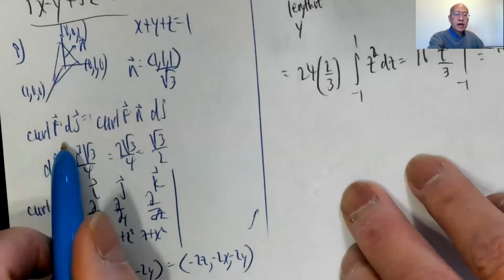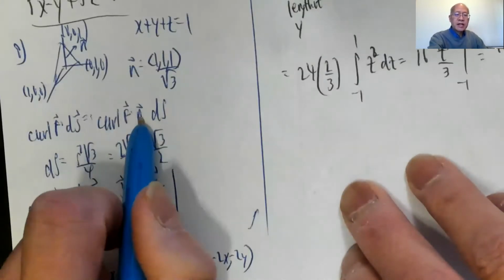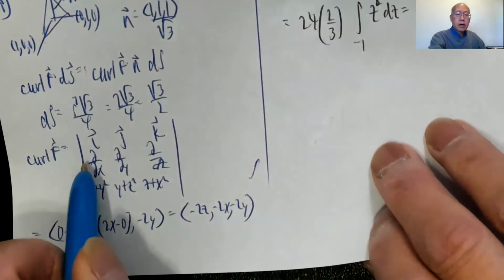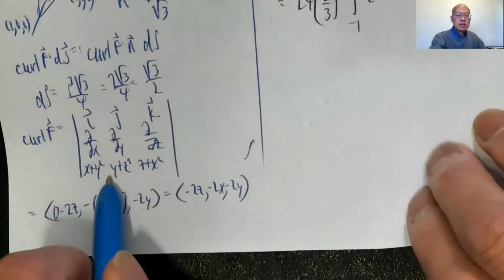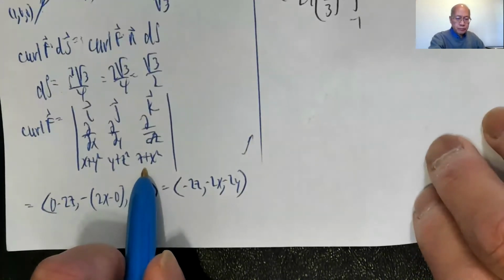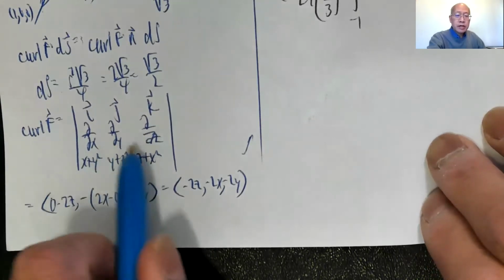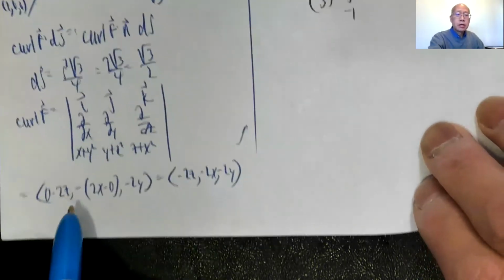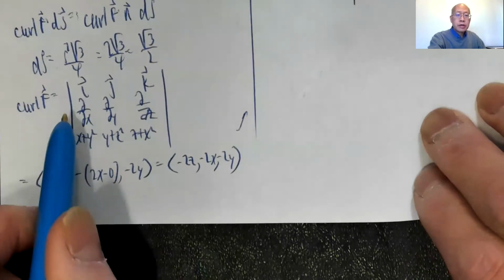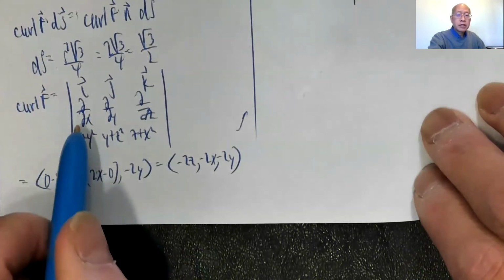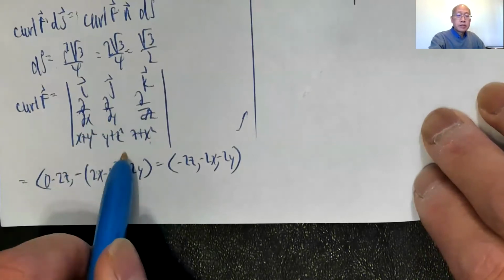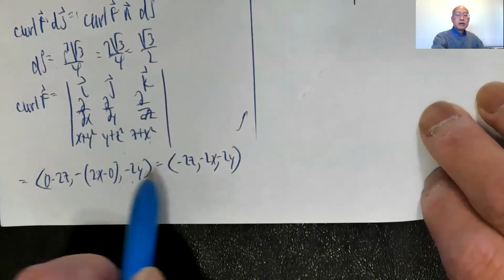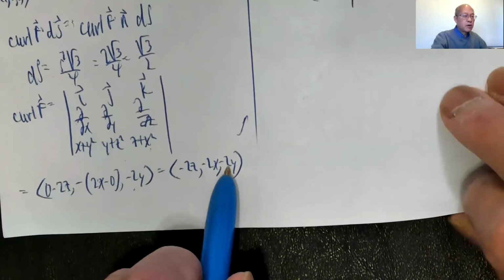So curl F dot dS, or curl F dot n dS. So first I have to find curl F. So i, j, k, partial with respect to x, y, and z, x plus y squared, y plus z squared, z plus x squared. So I component is nothing minus 2z. J component is opposite of 2x minus nothing. K component is nothing minus 2y. So negative 2z, negative 2x, negative 2y.